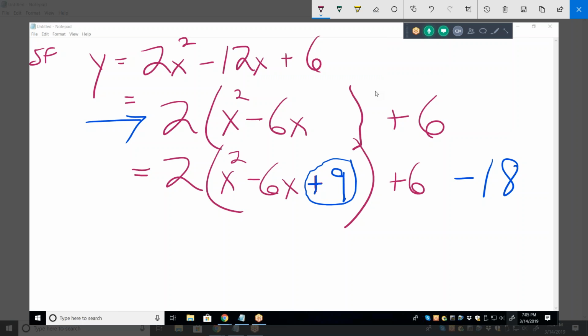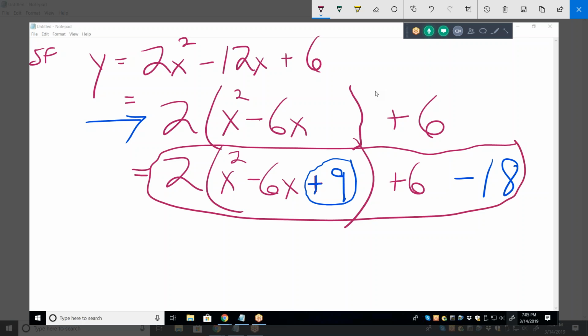Well, I want to keep that thing exactly the same. I don't want to change it. This is now the exact same quadratic that I started with, and that's the whole point when you go from row to row. The only difference is that now I can write it in perfect vertex format. The whole reason that you complete the square is so that you can write it as a linear term squared.